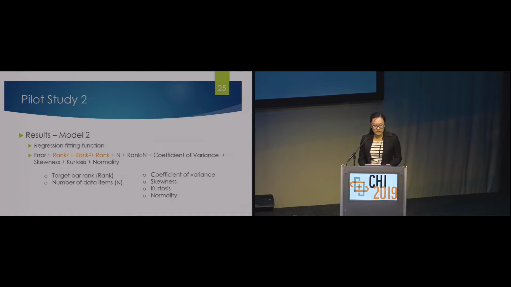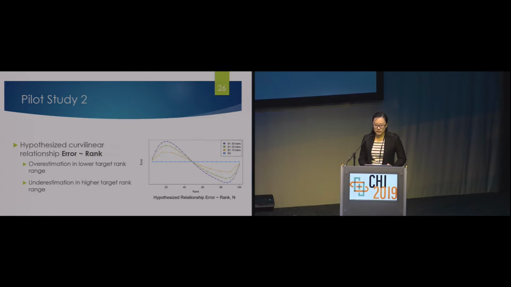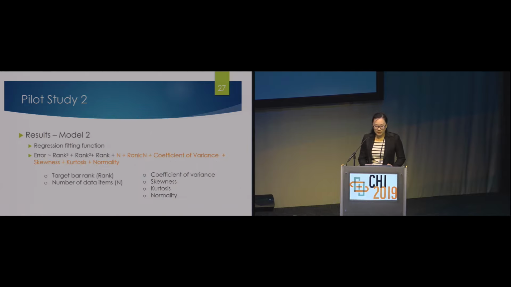And we use regression analysis to extract causal relationships between error and these 6 predictors. We put 3 terms of target bar rank into the fitting function, and that is the cubic, quadratic and linear term of rank. This is because of the hypothesized curvilinear relationship between error and target bar rank. This is also in line with what we see in pilot study 1. And then we have a linear combination of the other 5 predictors into the fitting function, together with the interaction between the target bar rank and the total number of data items.